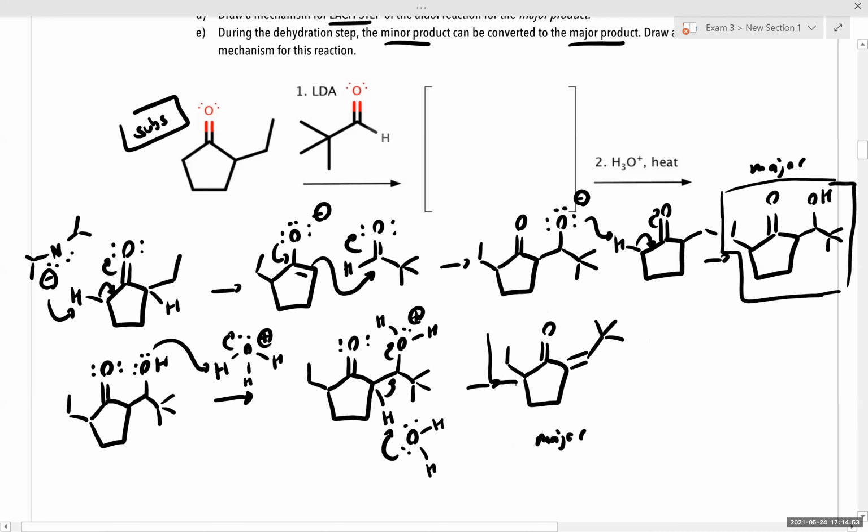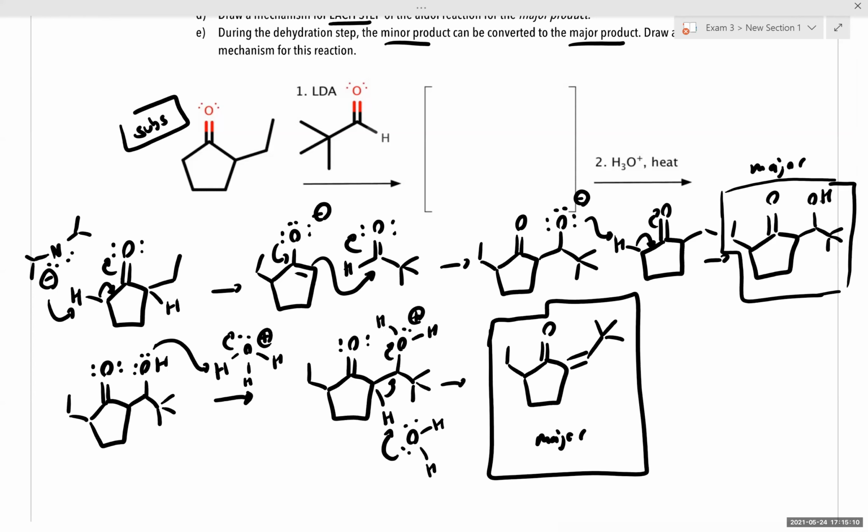This is our major product after dehydration. And this is the easiest to isolate because typically, due to the fact that the aldol reaction is reversible, especially for more hindered aldehydes, you run into issues cleanly isolating this beta hydroxy ketone without a substantial amount of retroaldol. So to get reasonable yields, we usually do the dehydration step immediately after.